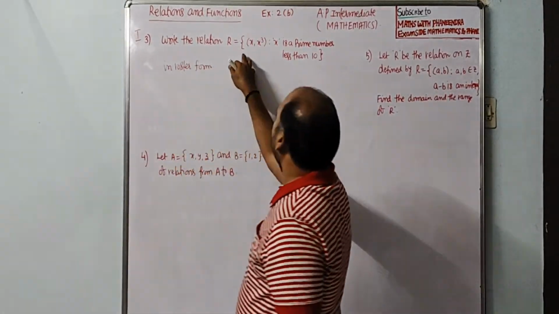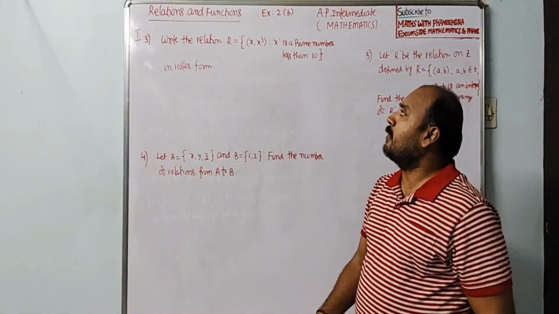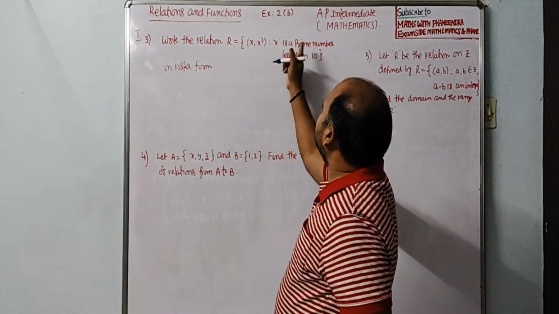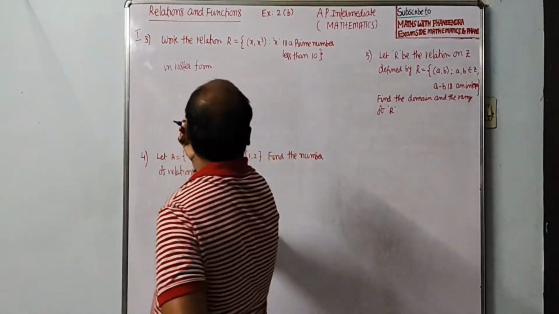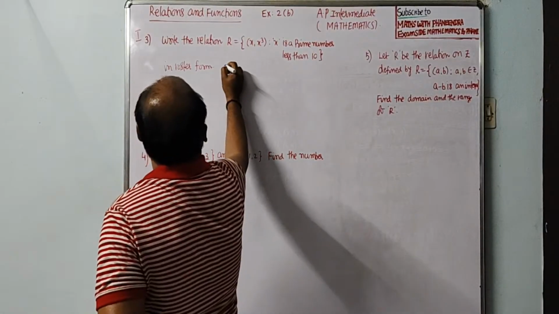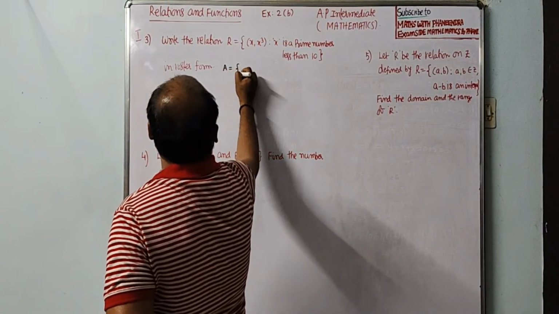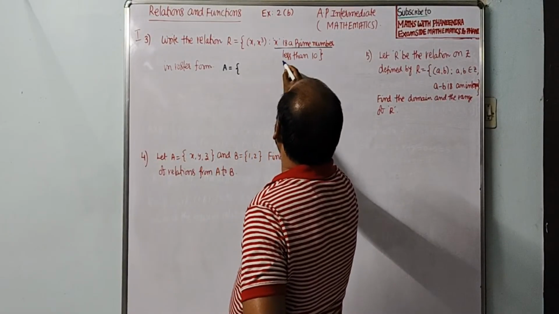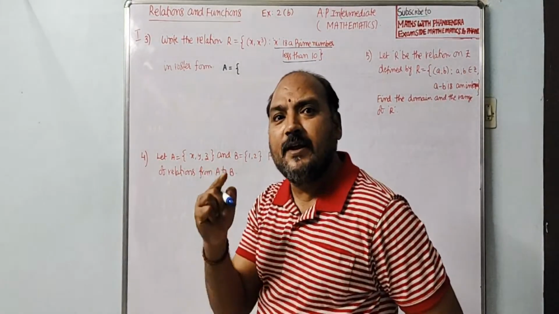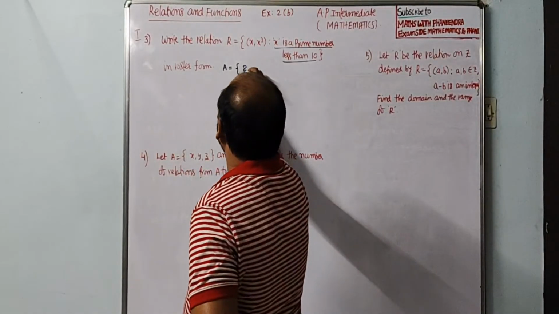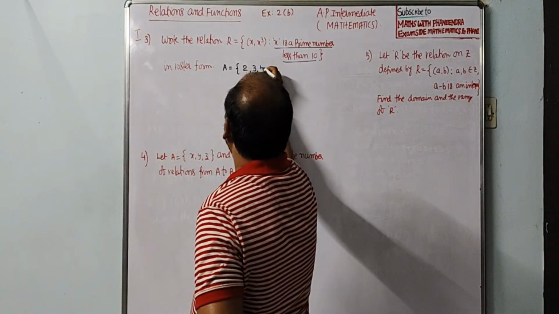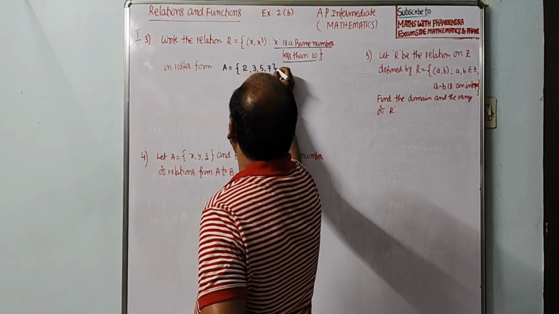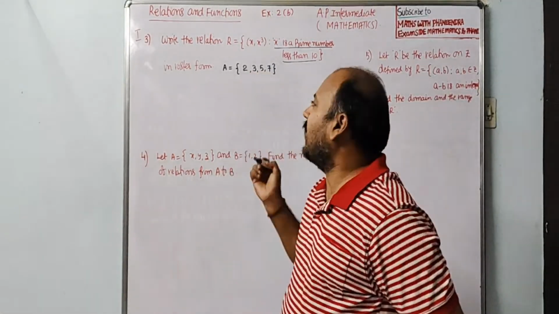Write the relation R, (x, x cube). But first, x is a prime number which is less than 10. So I am taking A is equal to the set of x such that x is a prime number less than 10. Less than 10, what are the prime numbers? 2, 3, 5, 7. That's all. These are the prime numbers.